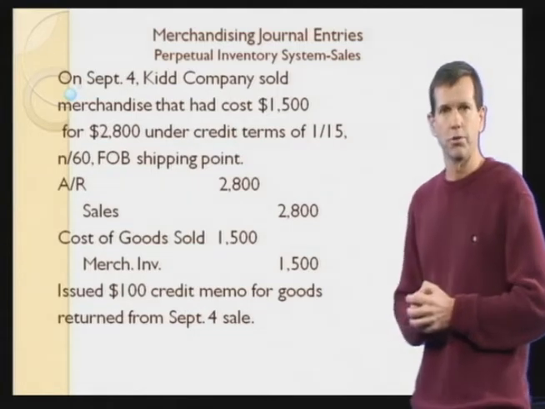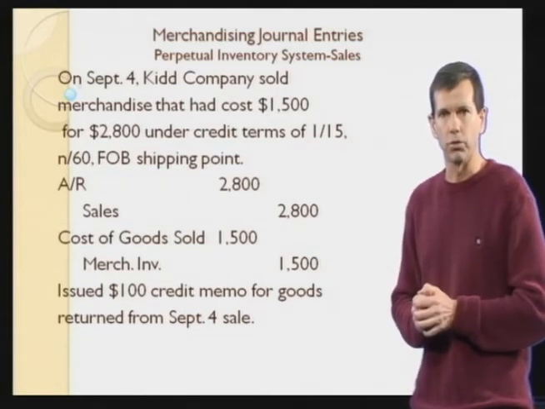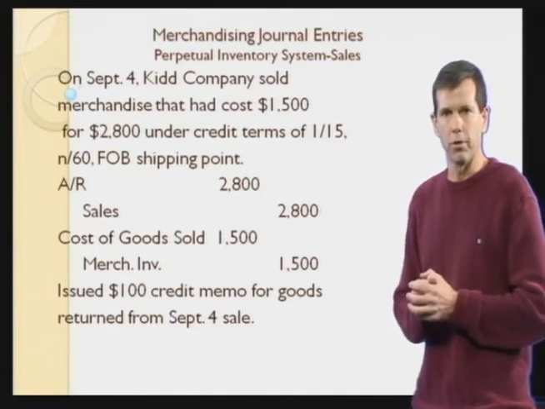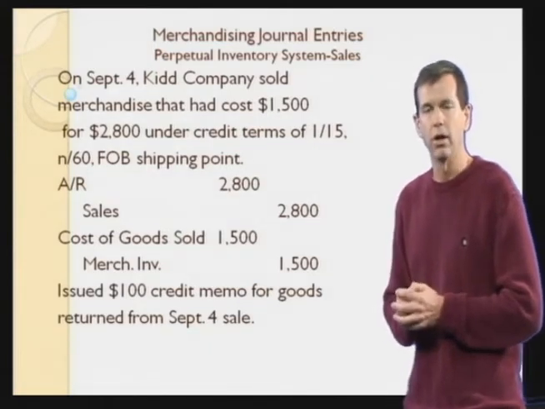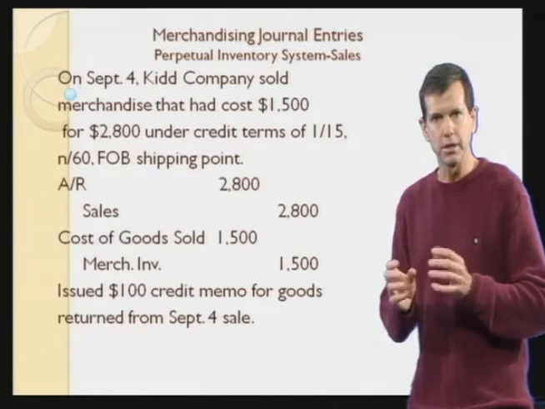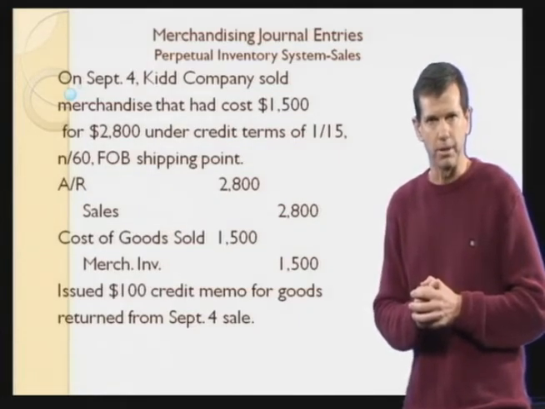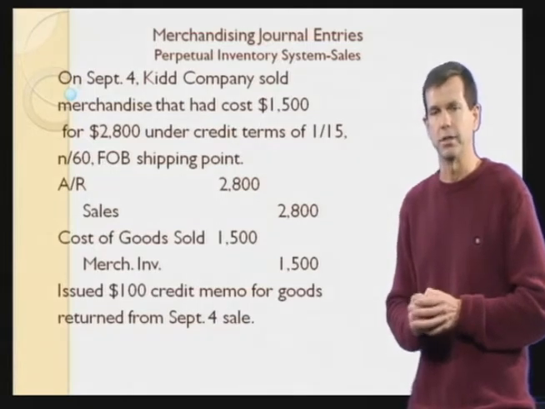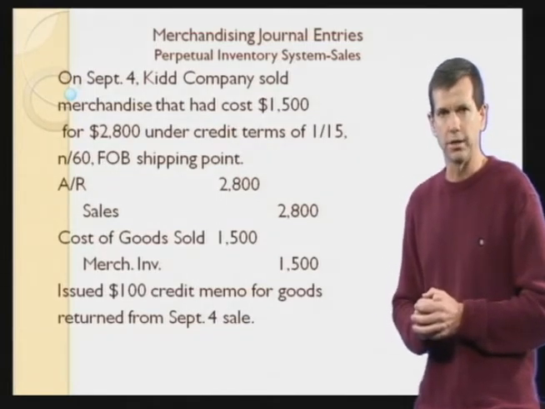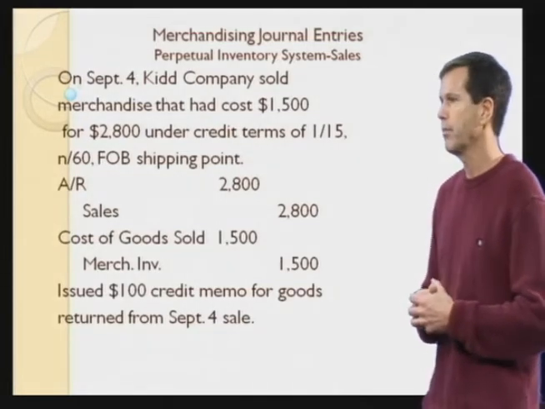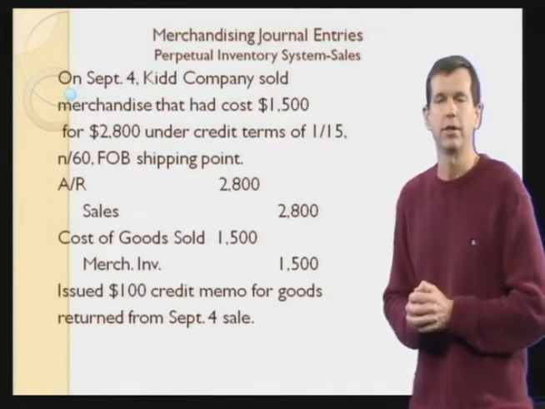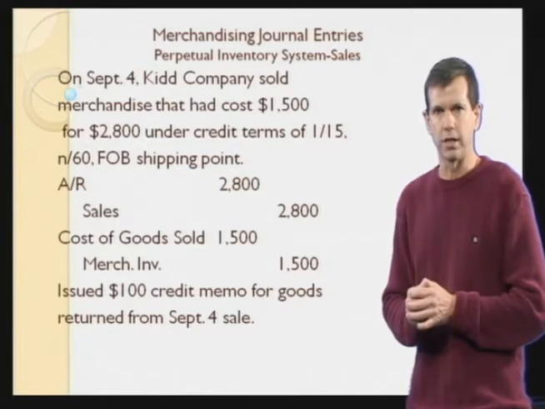Then the second journal entry records cost of goods sold. We had a cost of $1,500 regarding merchandise to make this sale. Cost of goods sold is an expense account. It goes on the income statement. So just because it doesn't end in expense, don't think it's not an expense. It is indeed an expense and goes on the income statement. And then we credit merchandise inventory because we no longer have that $1,500 worth of merchandise inventory.